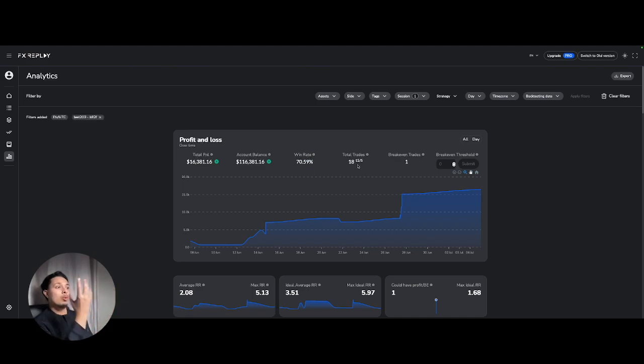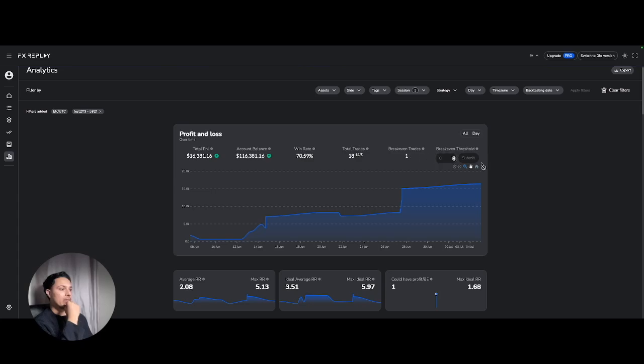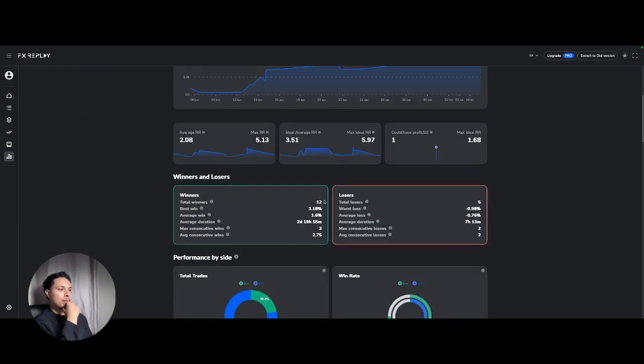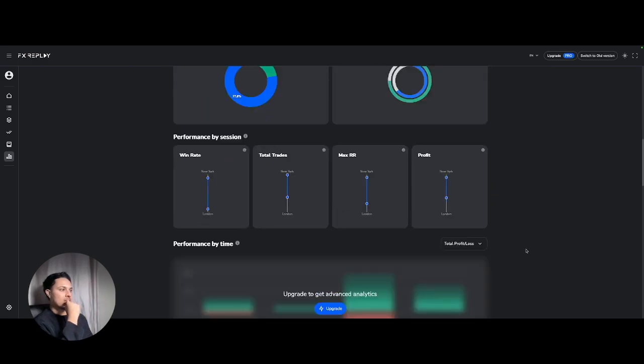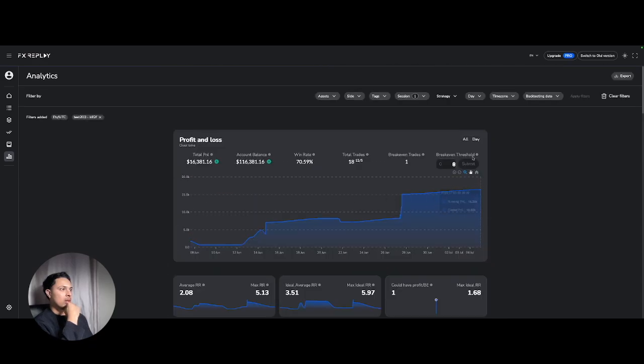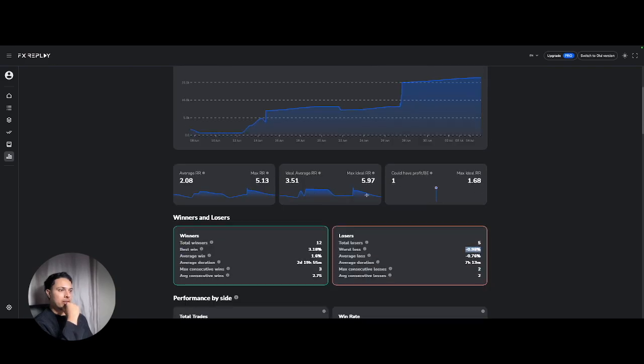18 trades, a lot more than my usual. I'm usually taking 10 trades, not even 10 trades. 5 losers, 12 winners, which is wicked. One break-even trade. Best win 3%, average win 1%. Worst loss, which is the only variable that would never change, would be 1%. That's really good. In terms of other analytics, nothing really to look at. Max risk reward was 5%.